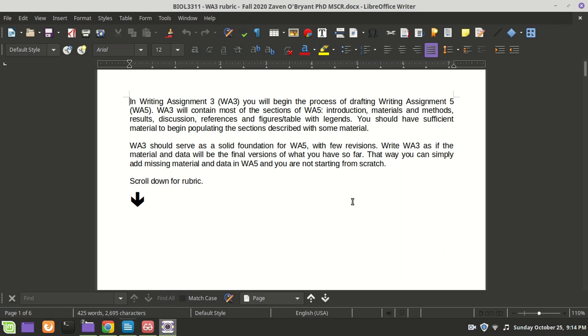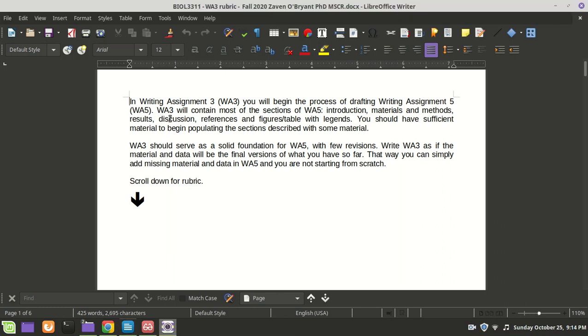All right, so we're going to talk about WA3 here. In WA3, keep in mind that the rubric discusses what you're trying to get out of this, what you're trying to achieve in WA3. Really, as it says here, you're writing a draft for WA5, your final version.